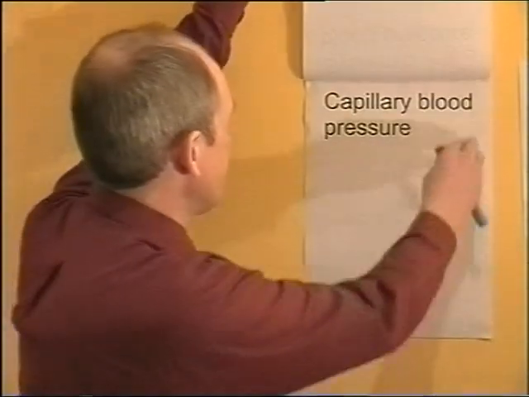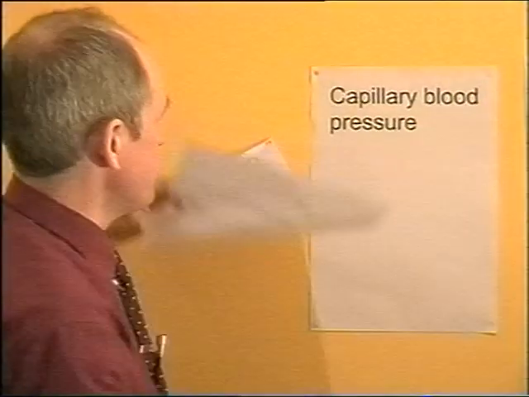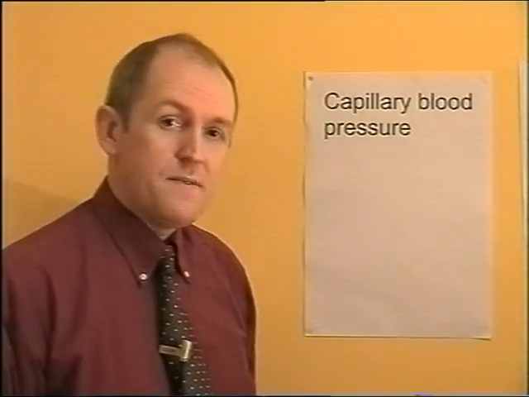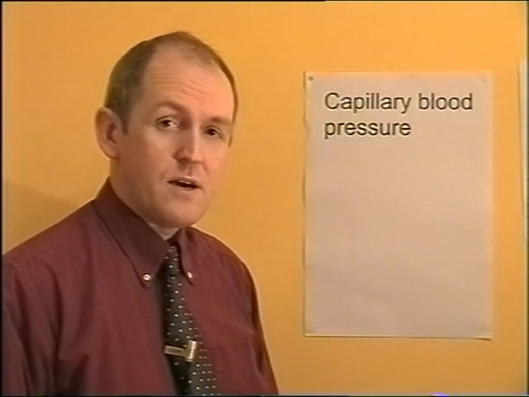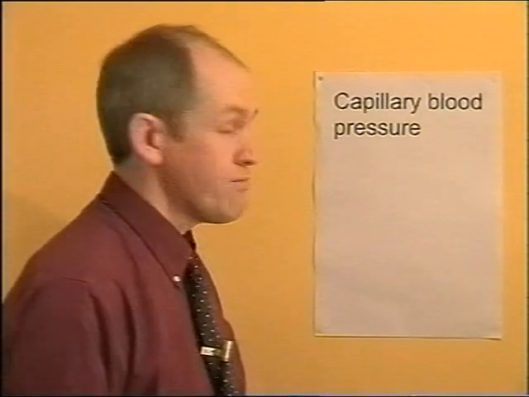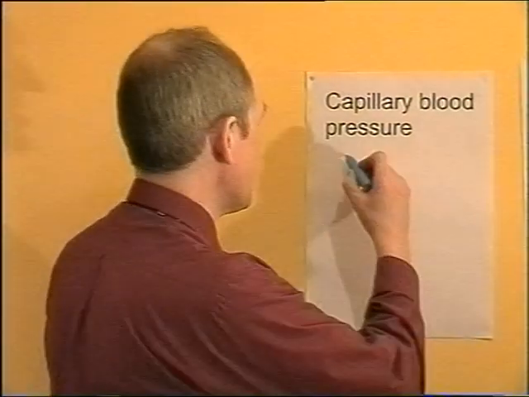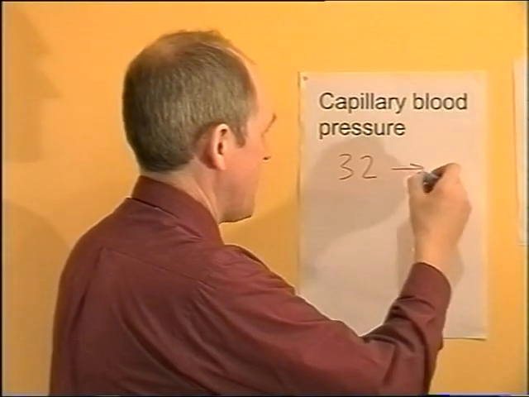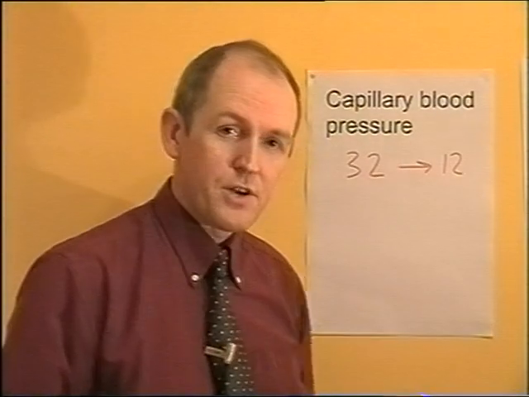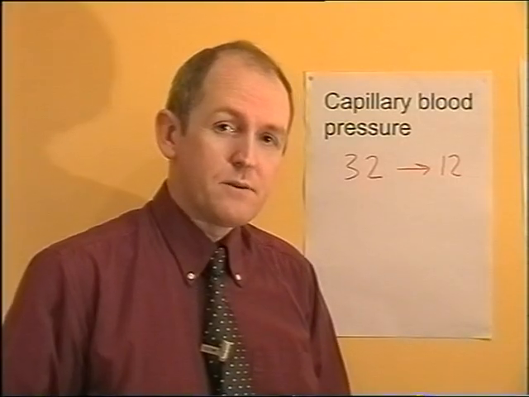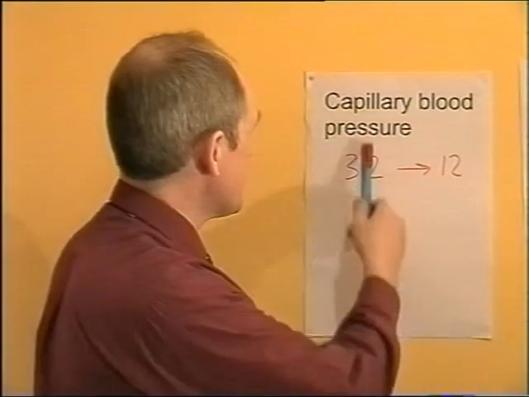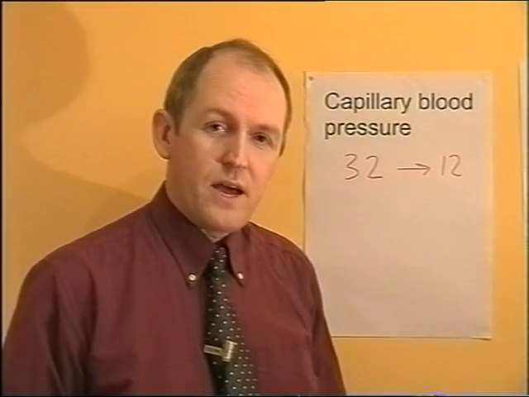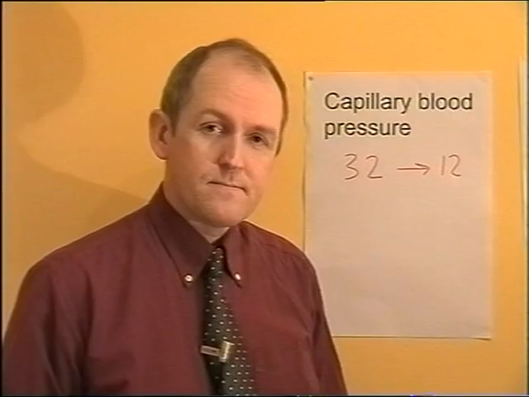And the final one I'm going to mention in this section, capillary blood pressure. Well, capillary blood pressure is the pressure of the blood in the capillaries. Now, at the arterial end of the capillary, the pressure might be, say, 32 millimeters of mercury, and that probably drops down to around 12 millimeters of mercury at the venous end of the capillary. So the pressure in the capillaries is lower than in the arteries, but somewhat higher than in the venous system.